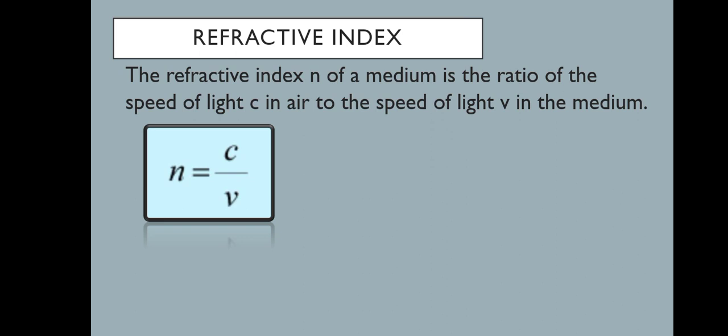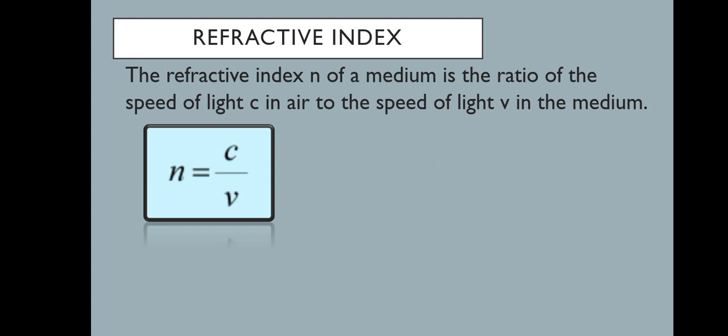Here you can see that an inverse relation is there, as c is a constant quantity. It is a fixed quantity, that is 3 into 10 raised power 8 meter per second. So n and v are inversely related. Whenever the refractive index is higher, the speed of light will be lesser in that medium. And vice versa, we can say that the speed of light is greater in the mediums with lesser refractive index.